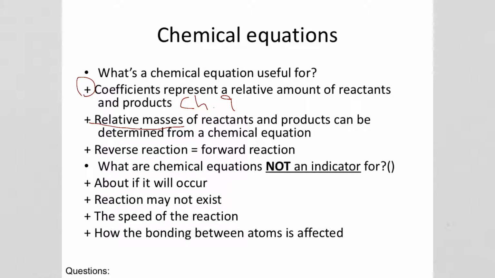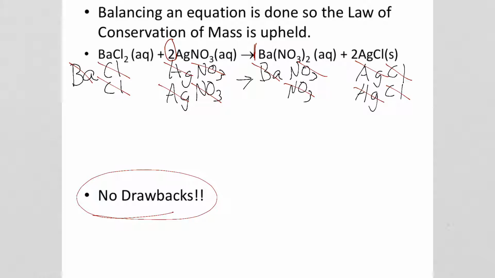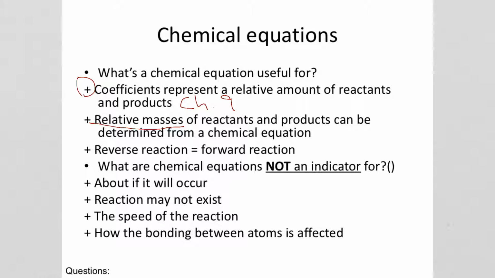And this is also true for reactants. So if I was trying to make X amount of silver chloride, I could go back and see how much silver nitrate I need and how much barium chloride I need by mass to get a specific amount of product. And so there's relationships between anything in a chemical reaction, and that's the great part about it.